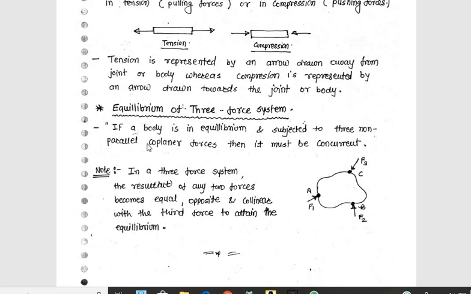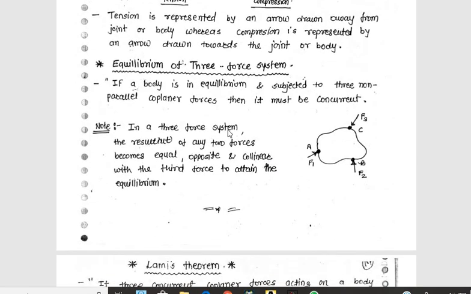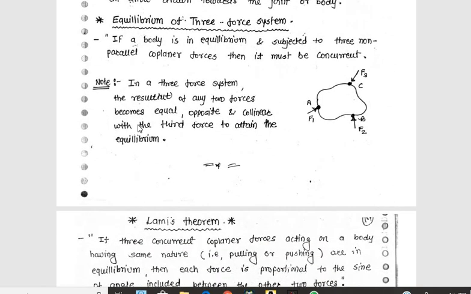Now next, after the two force member, see the equilibrium of a three force system. If a body is in equilibrium and subjected to three non-parallel coplanar forces, then they must be concurrent. In a three force system, the resultant of any two forces becomes equal, opposite and collinear with the third force to attain equilibrium. These are F1, F2, F3. Now this three force equilibrium concept gives Lami's theorem.